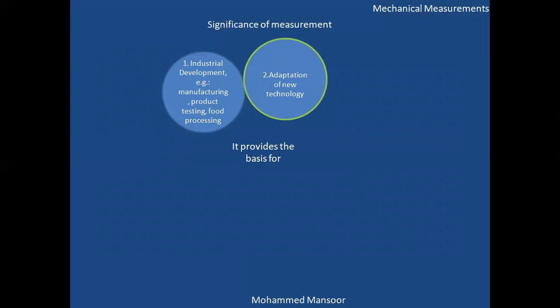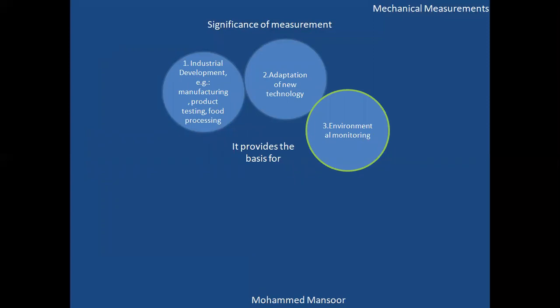Second, adaptation of new technology. The measurement is significant in adaptation of new technology. If you want to adopt or implement a new technology, we need to do certain measurements in our workshops or workspaces. This is for predicting people's likelihood of adopting the new technologies and products, that is, by estimating and costing.